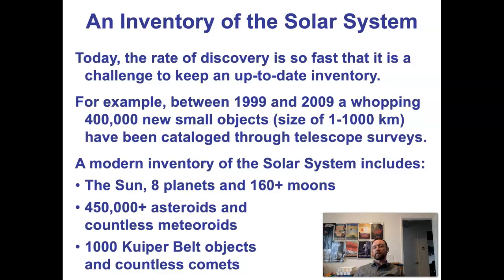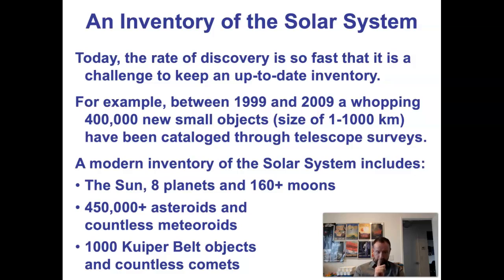A Kuiper belt object is what we call Pluto today. 100 years ago, we called Pluto a planet because, frankly, we didn't know what else to call it. It wasn't a comet, it wasn't an asteroid, it wasn't really a planet like any of the other planets, but hey, we'll call it a planet anyway. As of today, though, we have found about 1,000 of these Pluto-type objects. And so today we don't call them planets, we call them KBOs, Kuiper Belt objects.